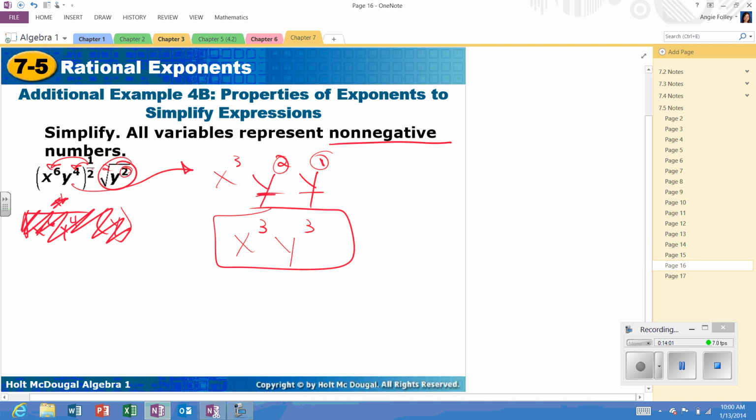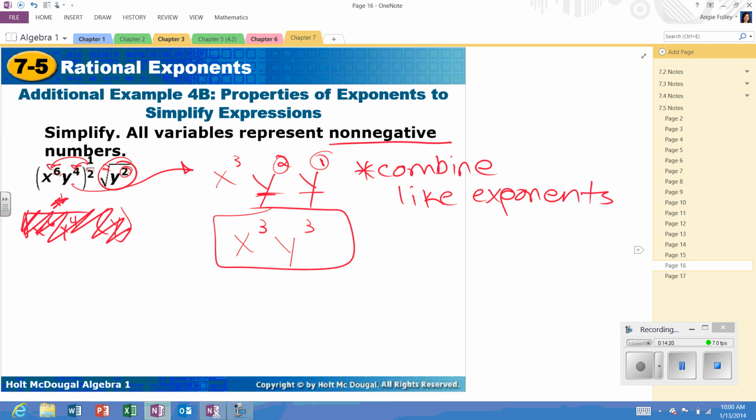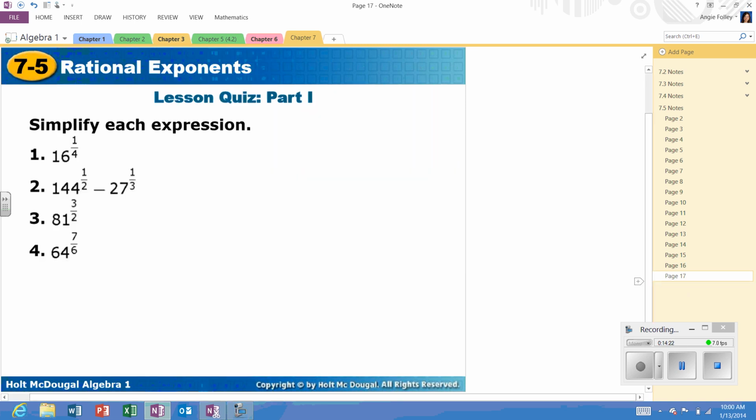So in this case, since it was a simple distribution like that and it canceled out easily, I would distribute first. I think that just makes life easier. So remember, you do have to make sure you combine like exponents. Okay, last example. So we've got a bunch of examples here. Go ahead and try these, make sure you're on the right track, and I'll walk you through them.